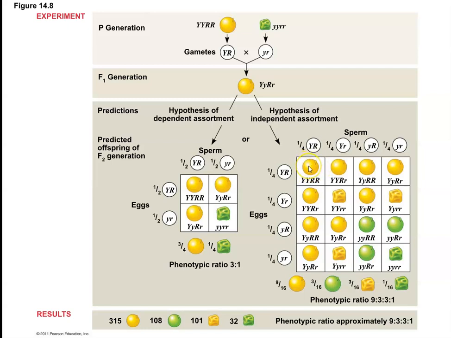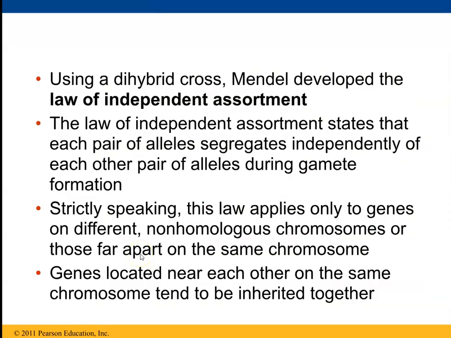9 round yellow, 3 wrinkled yellow, 3 round green, and 1 wrinkled green, or 9 to 3 to 3 to 1. Okay, so that's called the law of independent assortment. Round doesn't care about wrinkled, wrinkled doesn't care about round, purple doesn't care about tall, purple doesn't care about round. You know, all of these traits sort independently.